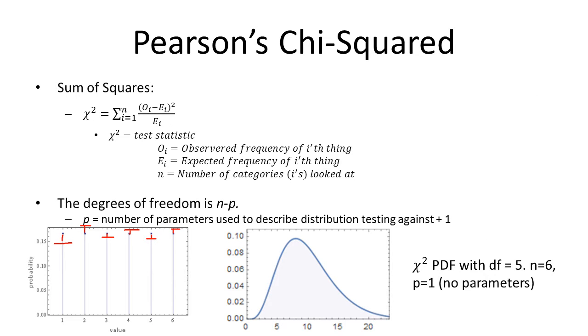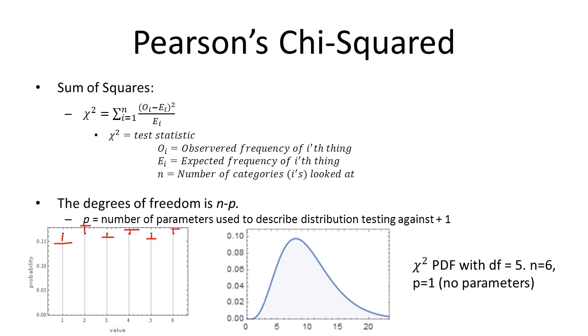Alright, so for the Pearson's chi-square test statistic, you need to take the sum of squares. So basically what that involves is taking the observed frequency of something happening and subtracting from it the expected frequency of what it should be doing if it followed the distribution, and then squaring that, adding it all up together.